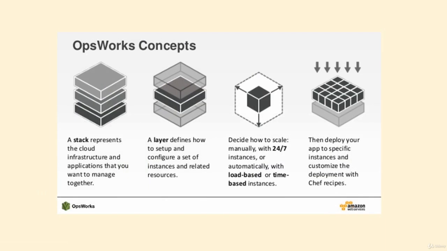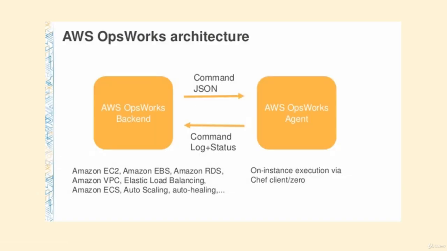The concept is implementing the stack operations. A stack represents the cloud infrastructure and applications that you want to manage together. A layer is a subset of a stack which defines how to set up and configure a set of instances and related resources. Then you can decide how to scale: manually with 24/7 instances, or automatically with load-based or time-based instances. Then you deploy your app to specific instances and customize the deployment with Chef recipes, Chef or Puppet.